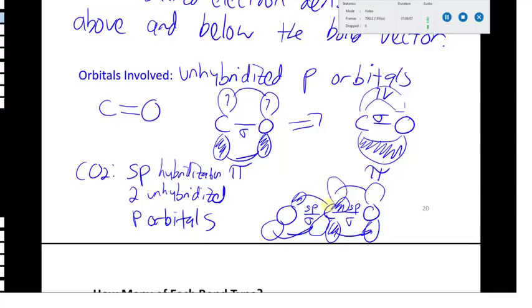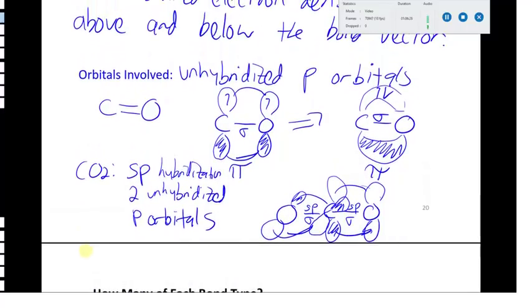But the key point of all that is that the pi bond forms when you have overlap above and below the direction of the bond. And that's what we call a pi bond. It's going to be p orbitals that are side by side relative to each other, and they're sharing their electron density above and below the bond. That's the difference there. Okay?